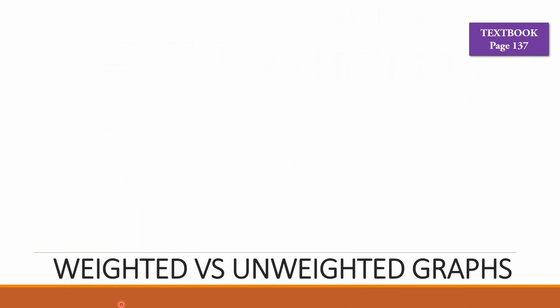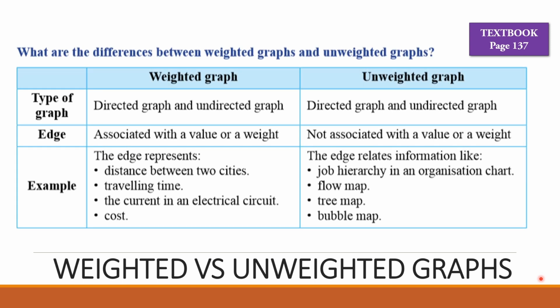Okay, so now let's look at the difference between weighted and unweighted graphs. Here, the table, you can refer to the textbook on page 137. What are the differences between weighted and unweighted graphs? Both can be represented by directed or undirected graphs. The difference is that a weighted graph is associated with a value or weight, but an unweighted graph is not associated with any values or weight.